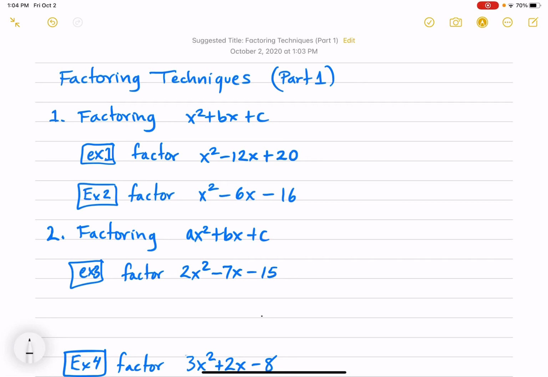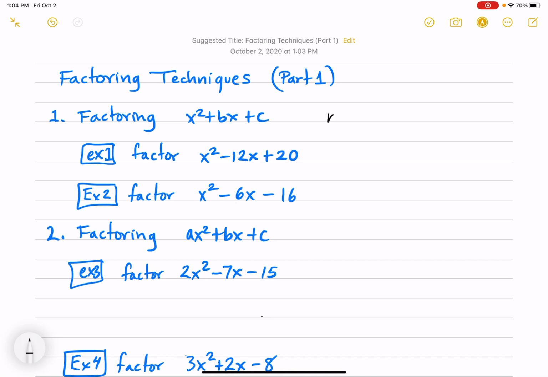Hello students, in this video I'm going to show you some of the factoring techniques. We have a total of about 7 or 8 of them, but I'll show it to you in 2 different videos. So this is part 1. First thing we're going to learn how to factor is the trinomial x squared plus bx plus c.